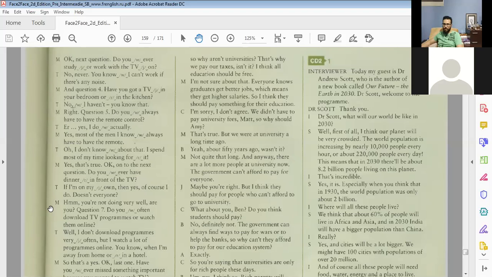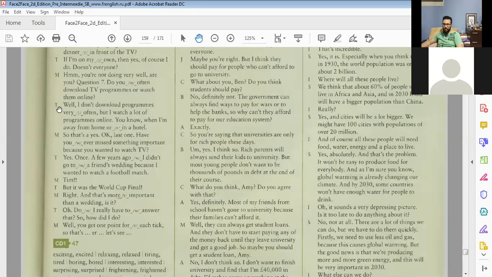Question 7. Do you often download TV programmes or watch them online? Well, I don't download programmes very often, but I watch a lot of programmes online. You know, when I'm away from home or in a hotel. So that's a yes. OK, last one. Have you ever missed something important because you wanted to watch TV? Yes. Once, a few years ago, I didn't go to a friend's wedding because I wanted to watch a football match. Tim? But it was the World Cup final. Right. And that's more important than a wedding, is it? Oh, do I really have to answer that? So, how did I do? Well, you get 1 point for each tick, so that's, let's see.